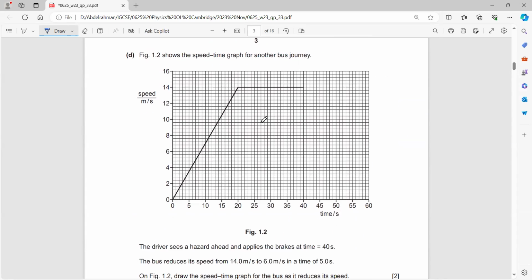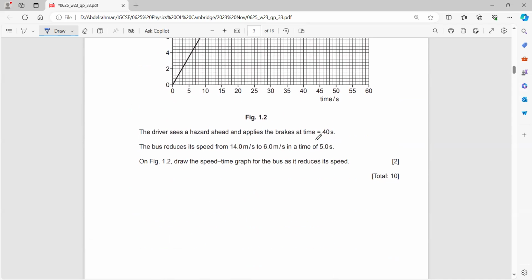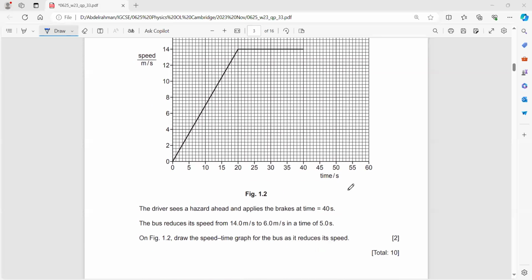Next question. I have a speed time graph for another bus journey. The driver sees a hazard ahead and applies the brakes at time 40. Draw the speed time graph for the bus as it reduces its speed. How can I draw it? At time 40, he will start to decelerate. When he applies the brakes, what happens? Any ideas?